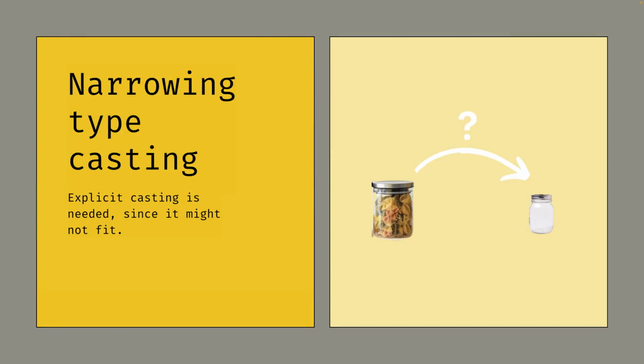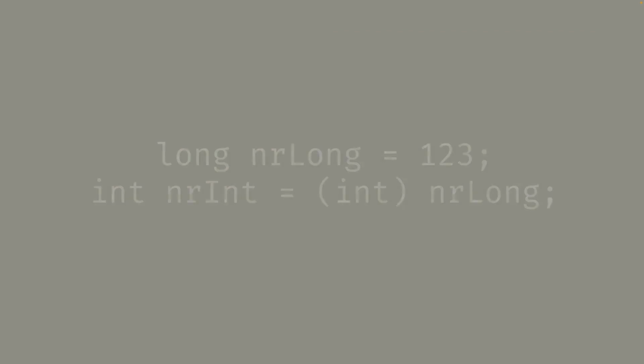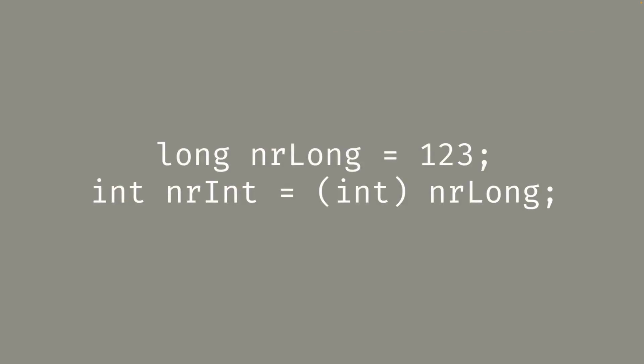Narrowing type casting is pouring the pasta of the bigger jar in the smaller jar. This will not always fit, and therefore it needs explicit type casting. This happens, for example, when you want to store the value of a long into an int. This will often fit, but not always. Therefore, this needs to happen explicitly when the programmer is sure that it will fit.